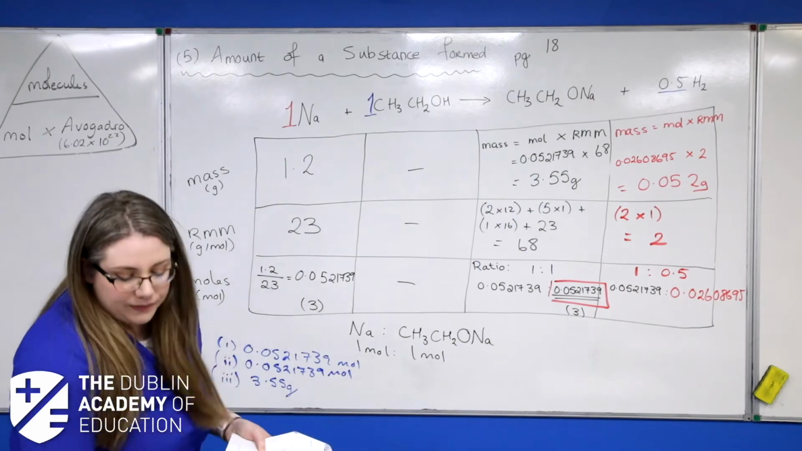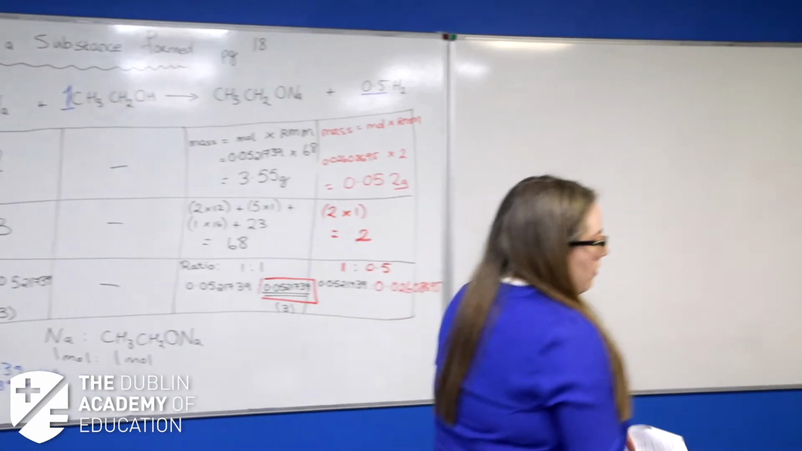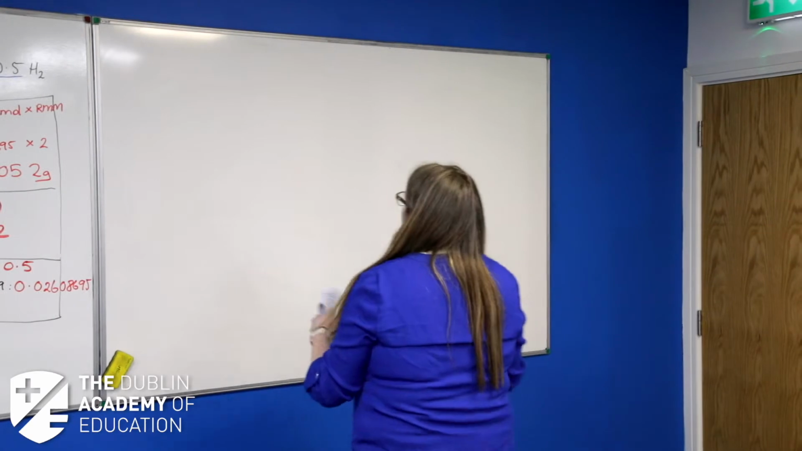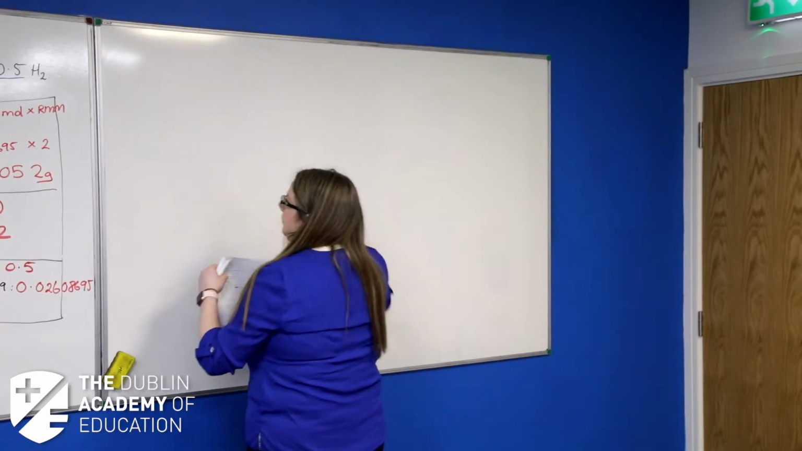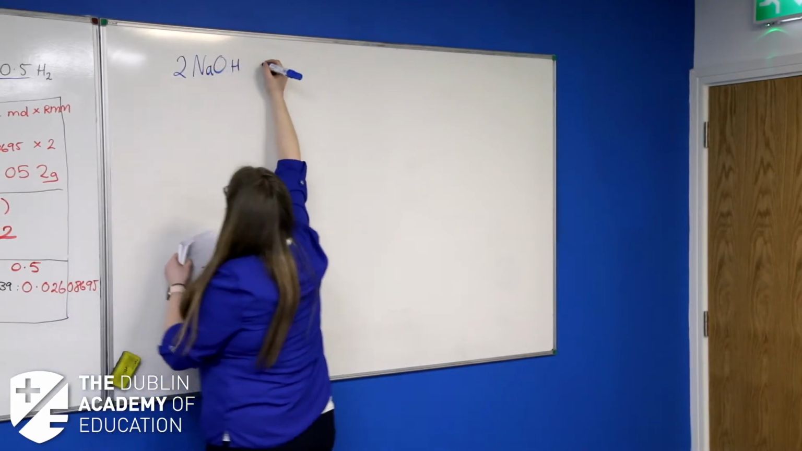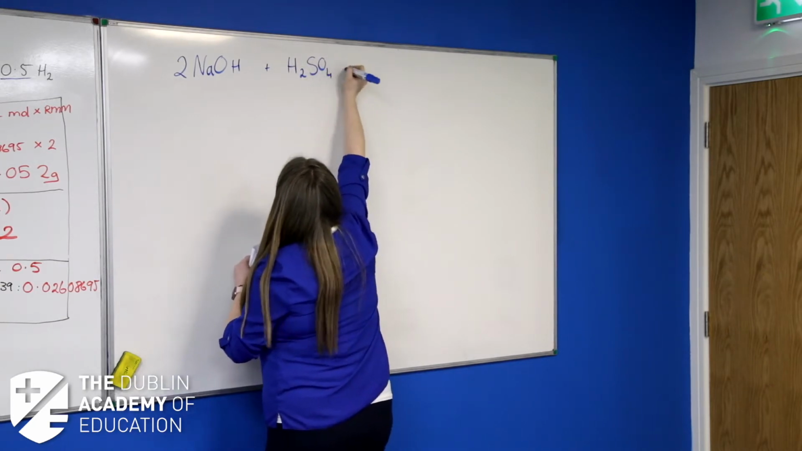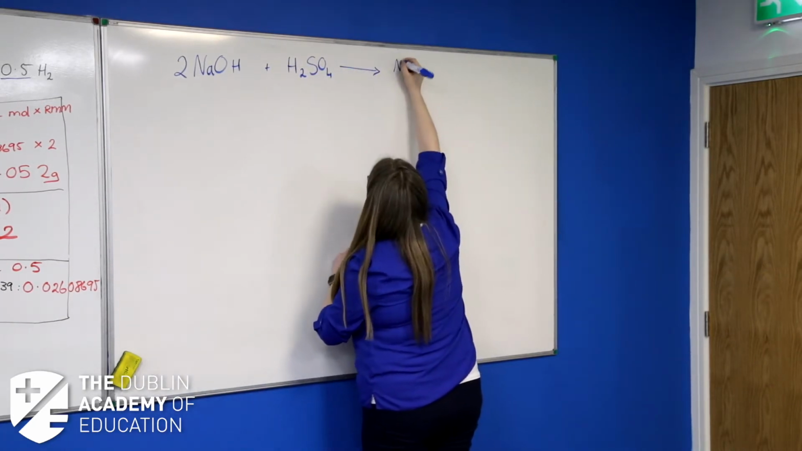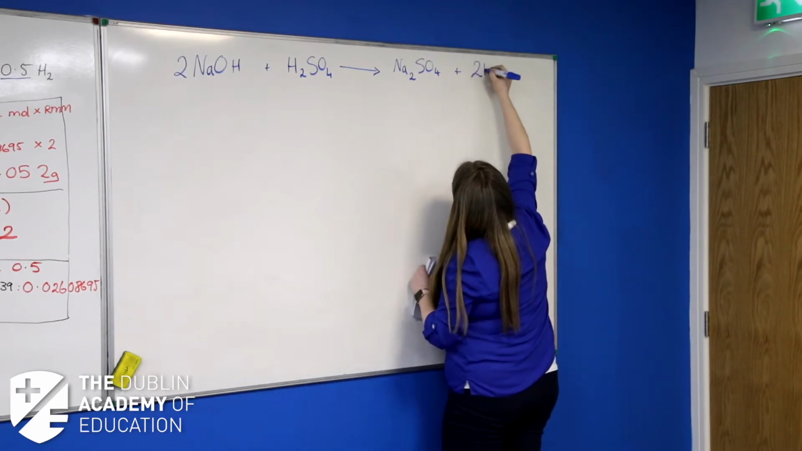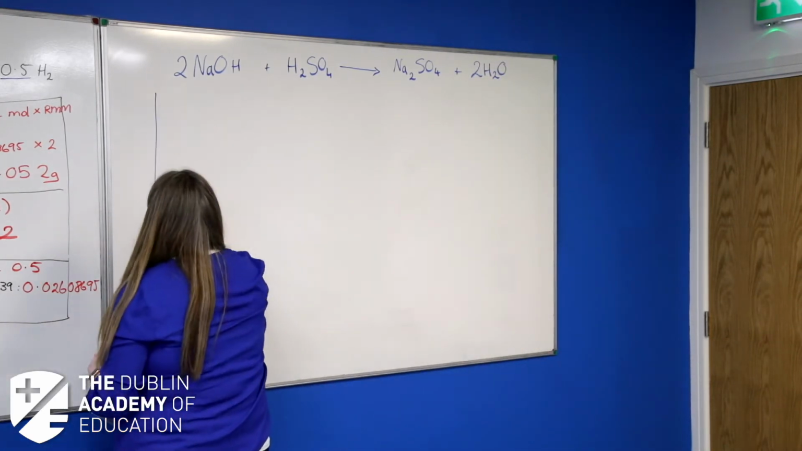So worked example number 2. Let's do it over on the other board. So in this question, we have sodium hydroxide reacts with sulfuric acid to give me sodium sulfate and water. Start with our table.